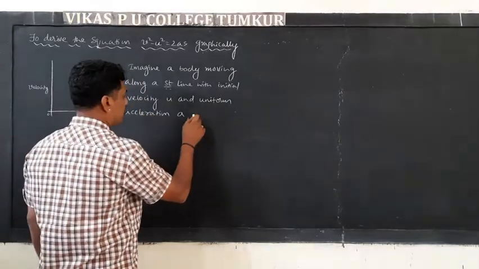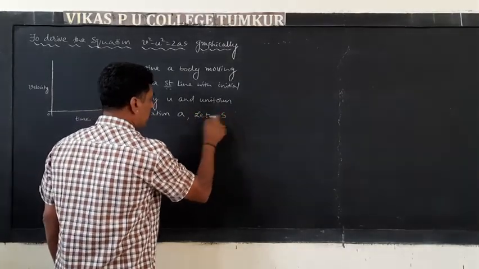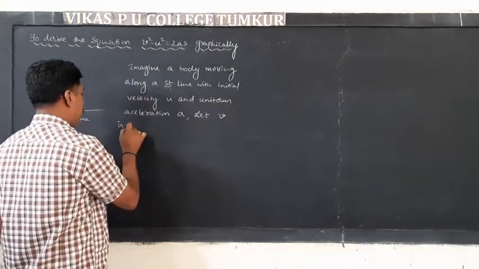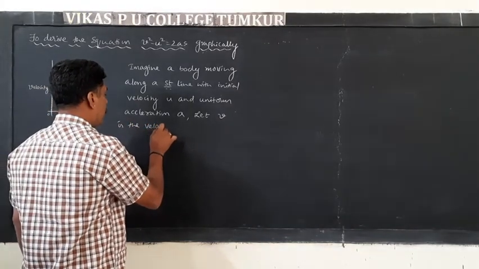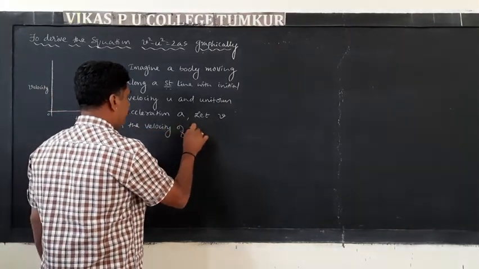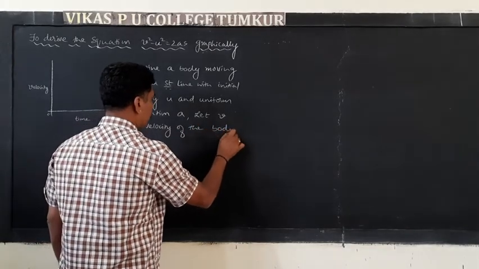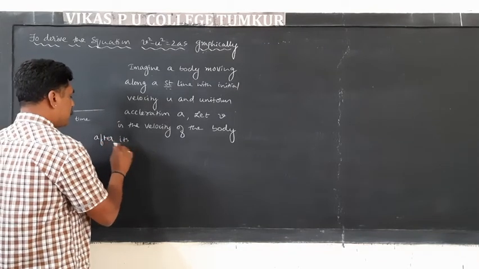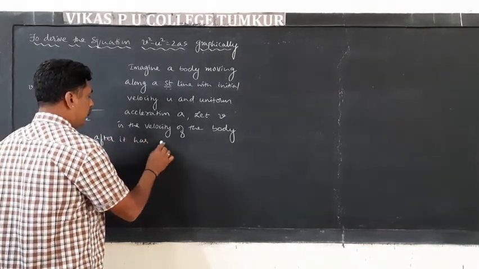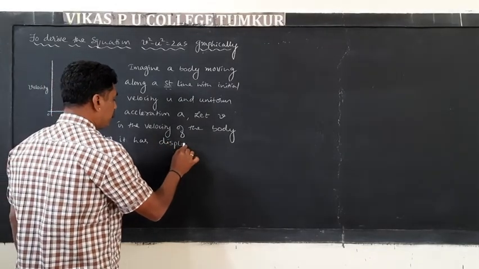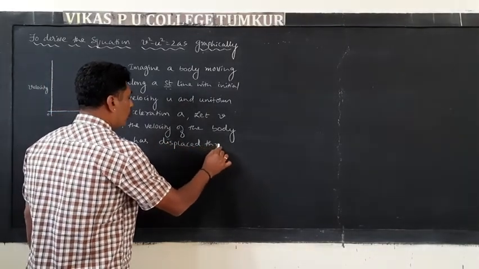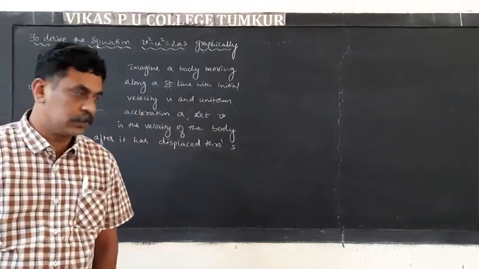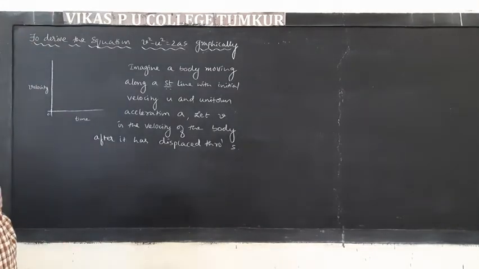So let us say v is the velocity of the body after it has displaced through s. So the body has displaced through s and now its velocity is v.